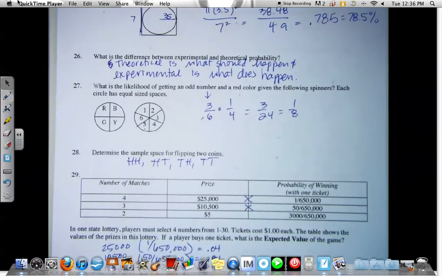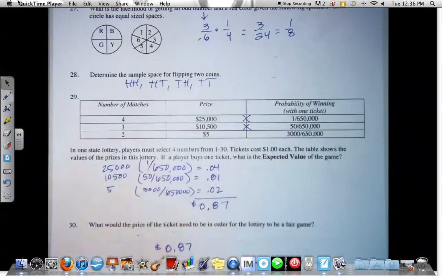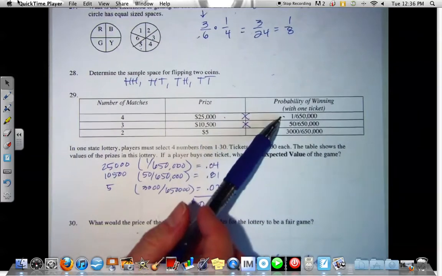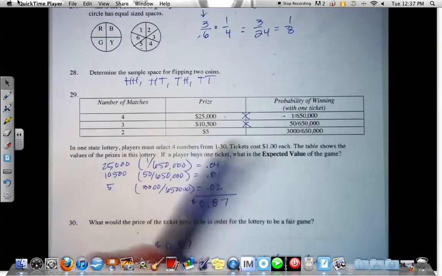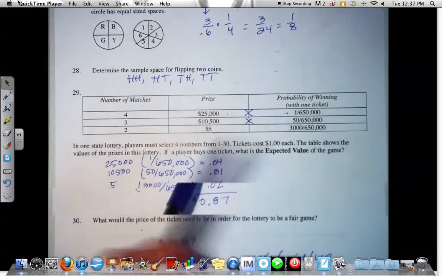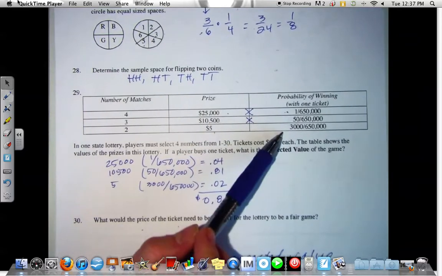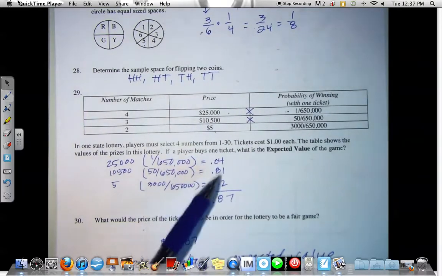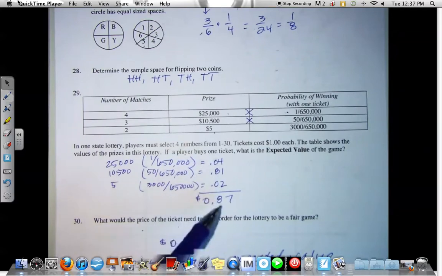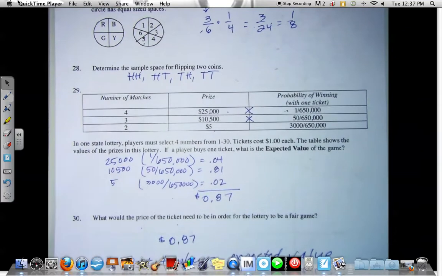29, expected value. Expected value is found by taking the prize and multiplying it by the probability. Take the prize here, multiply it by this probability, and take the last prize, multiply it by this last probability. Find these products, add them together. You have to add each of the products, and that gives you the expected value.